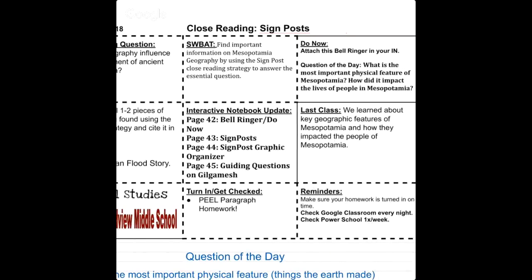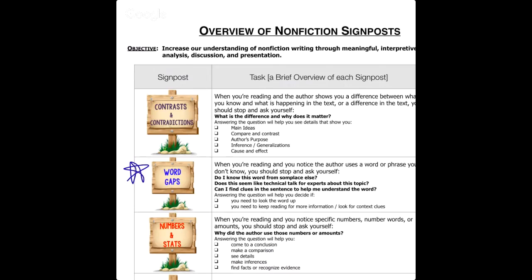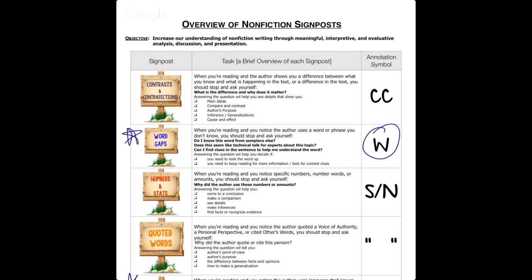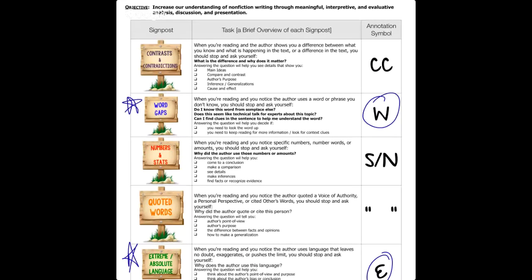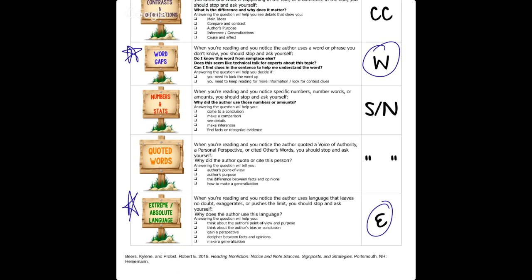So we learned about signposts, which is a close reading strategy, okay? And basically, we learned about two different things, okay? The first thing we learned about was word gaps, all right? Word gaps are basically words that you don't know. So you write a W next to the word or on top of the word, and you ask yourself this question: can I find clues in the sentence to help me understand the word? So basically, what we said in class is just you're using context clues to figure it out. Then we learned about extreme and absolute language.